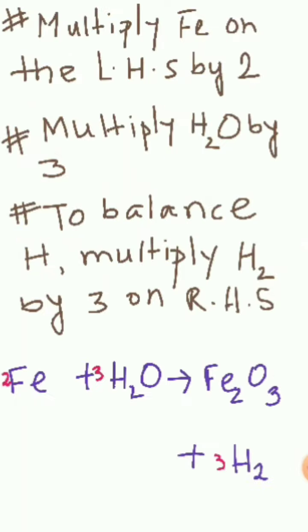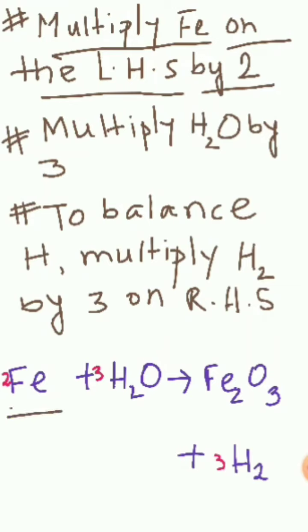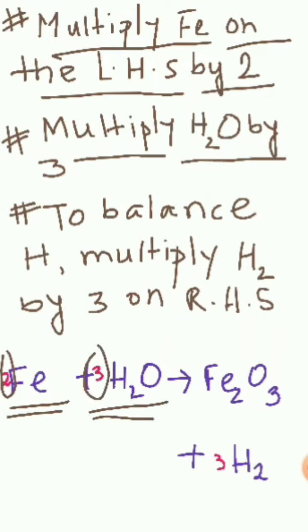Now the second point of the hit and trial method is to multiply Fe on the left hand side by 2. Multiply the Fe on the left hand side with 2. The third point is to multiply water on the left hand side by 3.